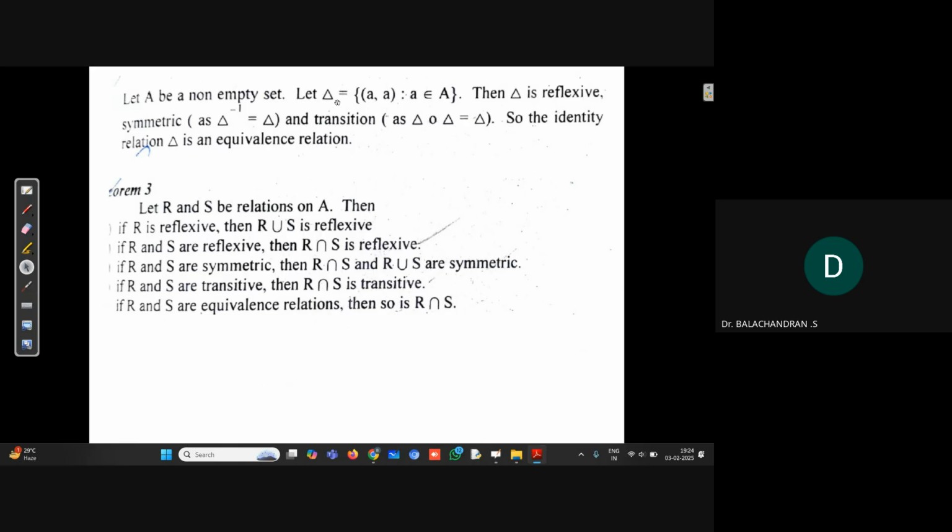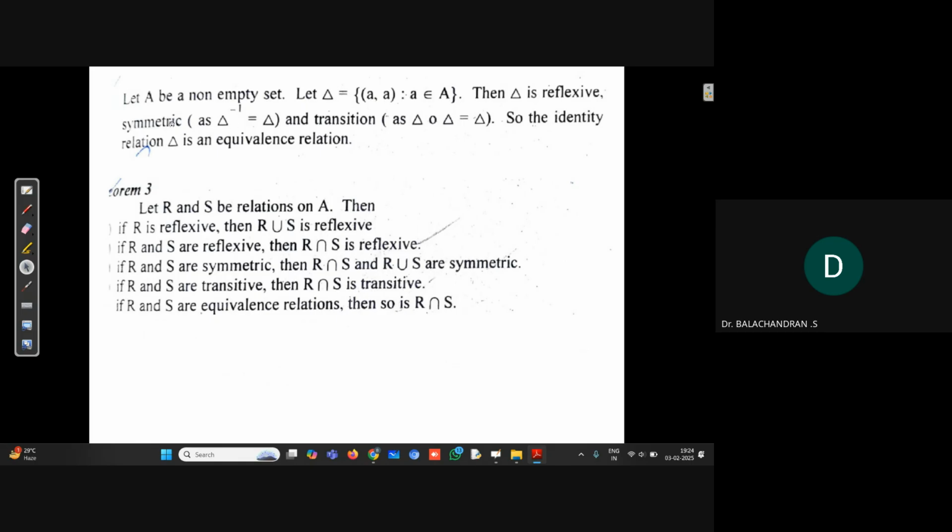Okay, so the next idea. Let A be a non-empty set and delta, as I told in the last class also, delta is the identity relation. It's equal to the set of all (a,a) such that a belongs to capital A. Then delta is reflexive because delta contains the elements of the form (a,a) such that a belongs to A.